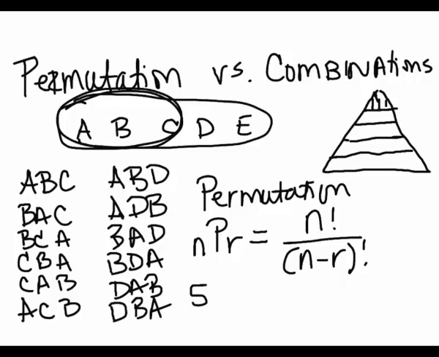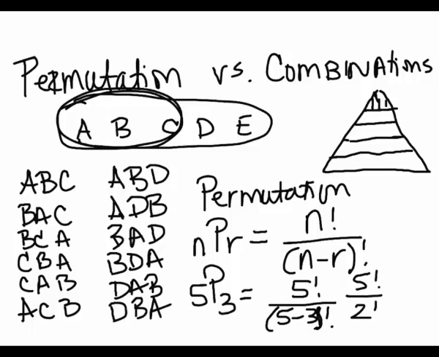So here I have 5P3 if I'm trying to figure out how many permutations I can have. That would be 5 factorial over (5 minus 3) factorial. 5 factorial, and 5 minus 3 is 2, so 2 factorial. I showed you what 5 factorial means: 5 times 4 times 3 times 2 times 1, so 5 factorial is 120. 2 factorial is 2 times 1, which is 2. And then 120 divided by 2 is 60. So you would have 60 permutations.